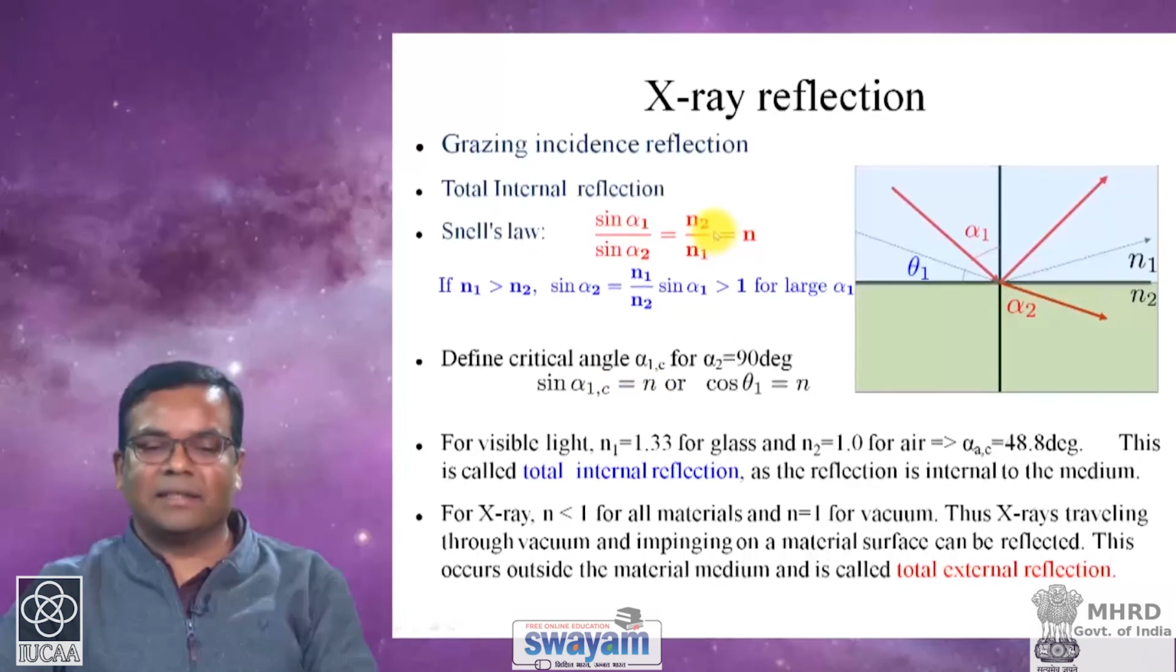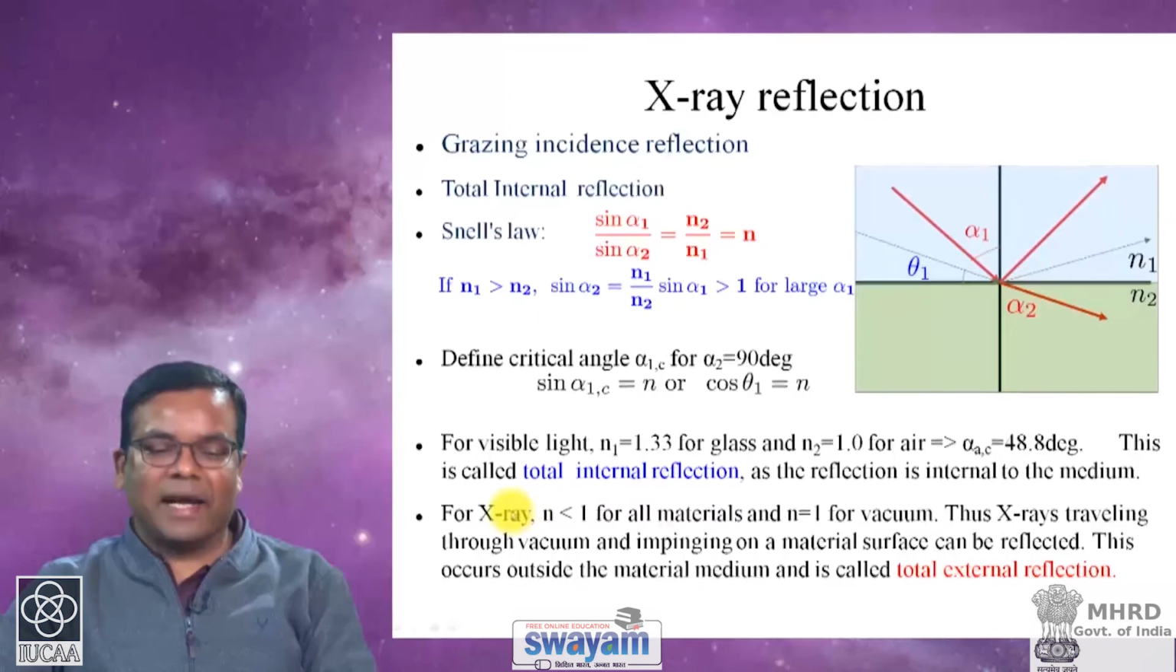In this case one can write sin alpha 1c equal to n. N is defined as the ratio of the refractive indices n2 by n1, or one can write the same expression as cos theta 1 is equal to n, where theta 1 is the grazing angle and it is 90 minus alpha 1. For visible light, the refractive index of the first medium is 1.33 for the glass and n2 is equal to 1.0 for the air. Therefore, the critical angle alpha 1c becomes 48.8 degrees. This principle is called the total internal reflection, as the reflection is internal to the medium.